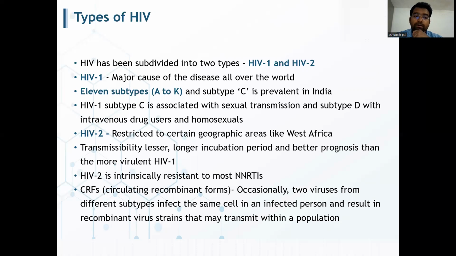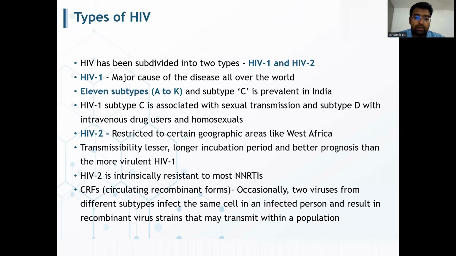HIV-2 is restricted to certain geographic areas like West Africa, and has lesser transmissibility, longer incubation periods, and better prognosis than the more virulent HIV-1 form. So HIV-2 is less transmissible, has a longer incubation period, and a better prognosis. HIV-2 is intrinsically resistant to most NNRTIs.